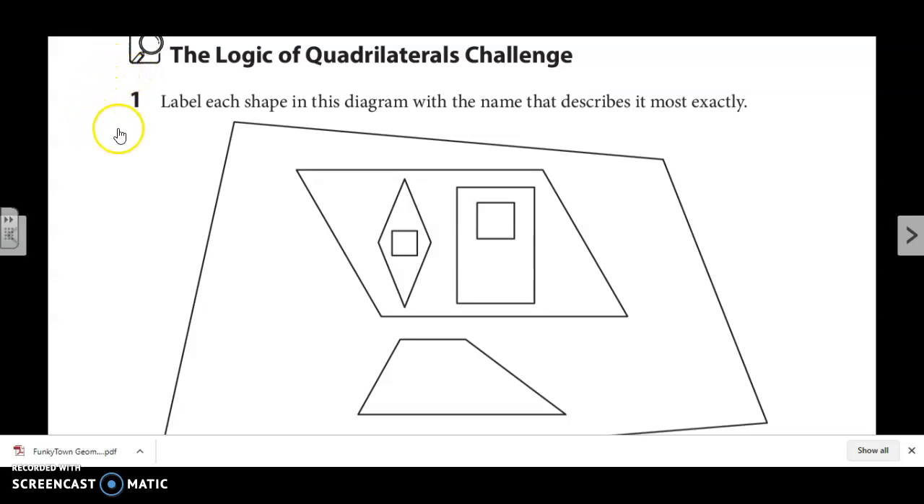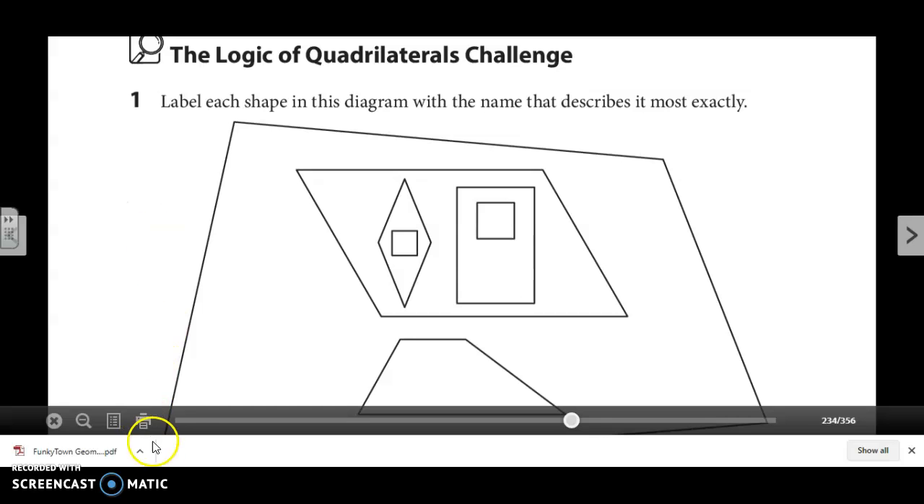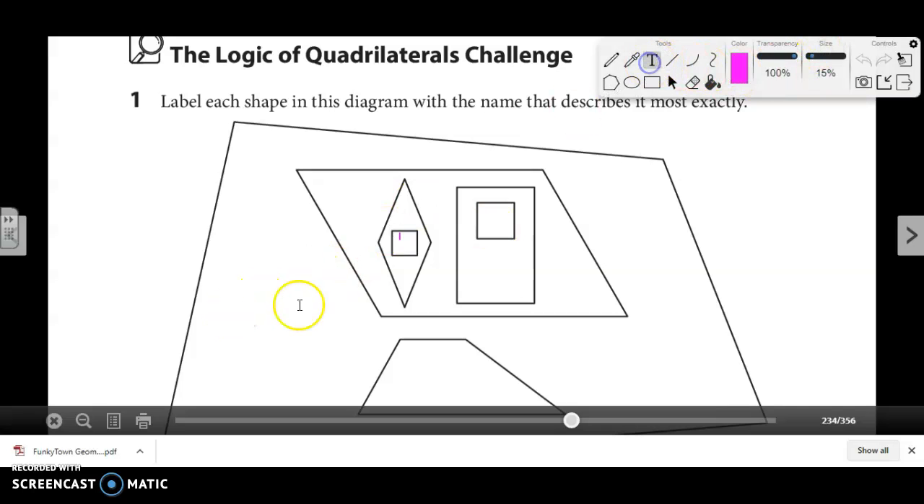We are going to look over your answers for the Logic of Quadrilaterals challenge on page 228 in your Bridges book. Number 1 says label each shape in this diagram with the name that describes it most exactly. If you take a look at this bigger shape that has 4 sides, and it incorporates all the rest of the shapes, this is the first one we are going to label. And we are going to label that a quadrilateral because it has 4 sides.